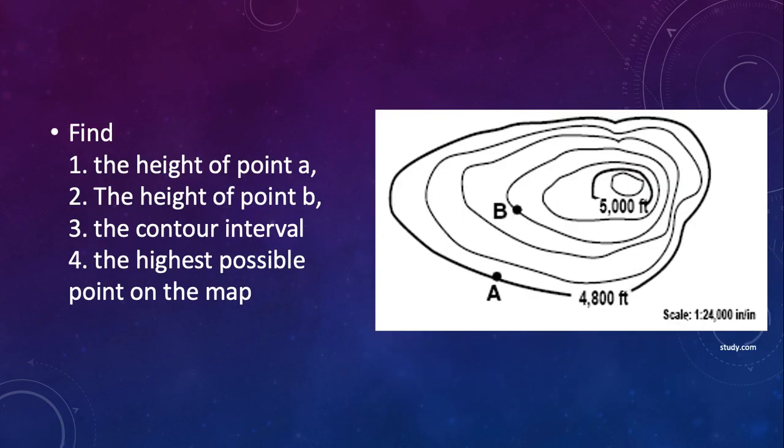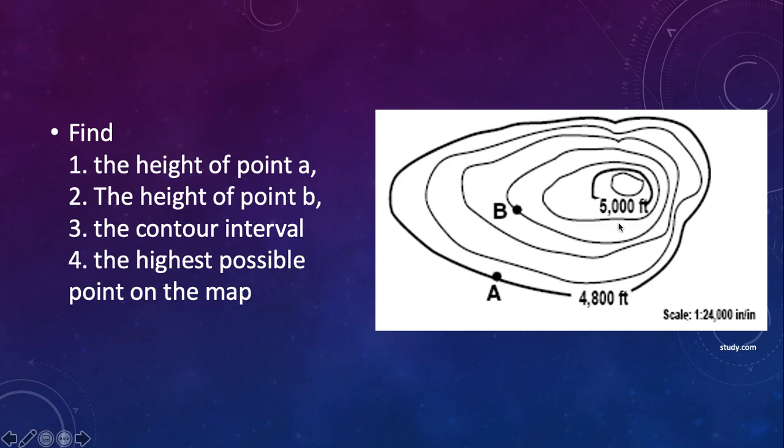So, finding the height of point A on this map, A is right on the line that's labeled 4,800 feet. So the height of point A is 4,800 feet. In order to find the height of point B, we probably want to calculate the contour interval first. So we're going to skip point B for now and do the contour interval.